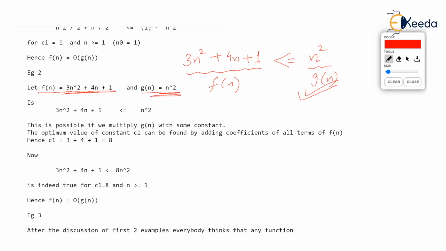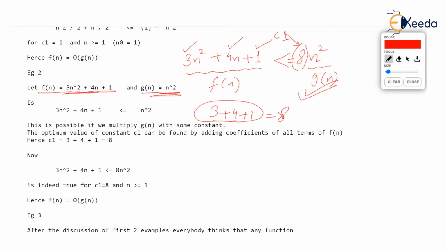Now, you can take the best constant over here by adding all the coefficients of the terms of f(n). So you can do 3 plus 4 plus 1, which will give 8. And trust me, 8 is the best constant that you can take. So C1 can be chosen as 8. Now, I don't say that you have to take 8. There is no such rule that the constant must be 8 only. Somebody says, why, sir? I will take C1 as 8,000. I don't have any problem.